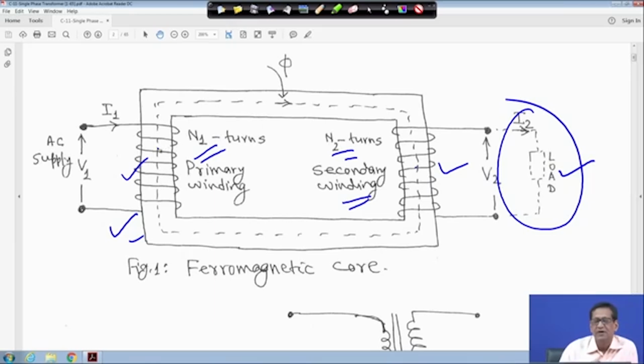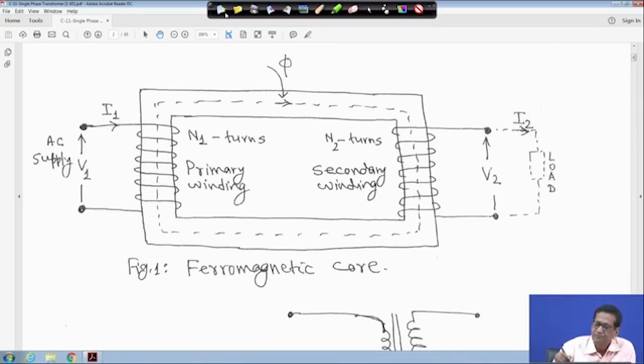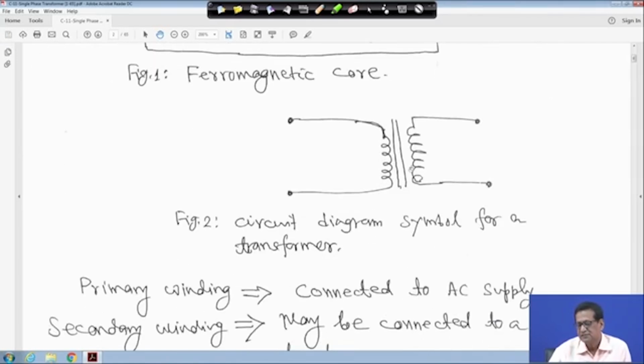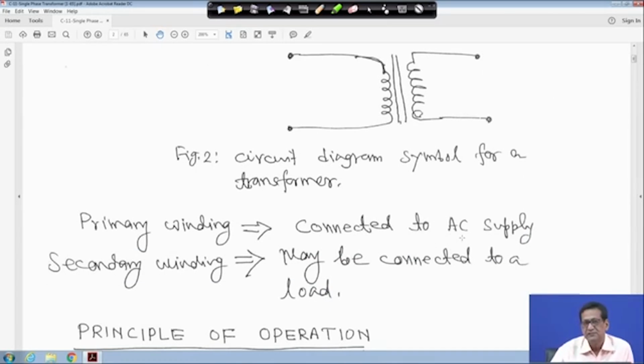For the direction of the flux in the magnetic circuit, use the right hand rule I told you. In the direction of the current, you grasp the coil, and your thumb will give the direction of the flux, right. So, this is the ferromagnetic core, and this is the circuit symbol of a transformer. The primary winding is connected to the AC supply, and the secondary winding may be connected to a load.